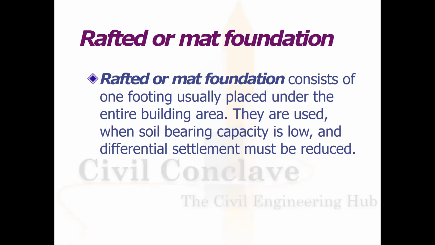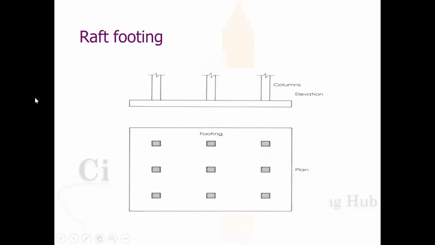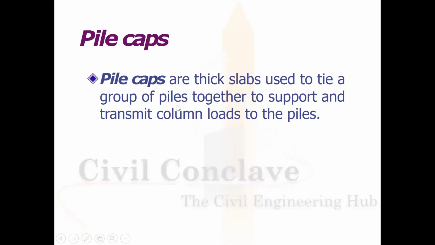Raft or mat foundation. This consists of one footing, usually placed under the entire building area. They are used when soil bearing capacity is very low and differential settlement must be reduced. This is the image of the raft footing, where there is one single footing and various columns coming up from the raft footing.